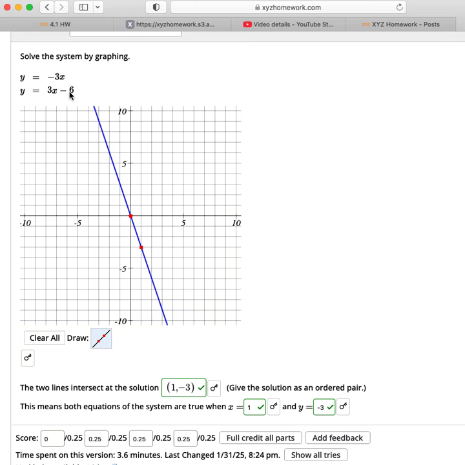The second line, the y-intercept would be -6, which is right here, and it has a slope of +3, so that means it's going to go over 1 and go up 1, 2, 3, and there's your intersection point at (1, -3). So again, graphing using slope and intercept seems to be what you're missing in terms of this concept. Your other option would be to make a table and then plug in points.